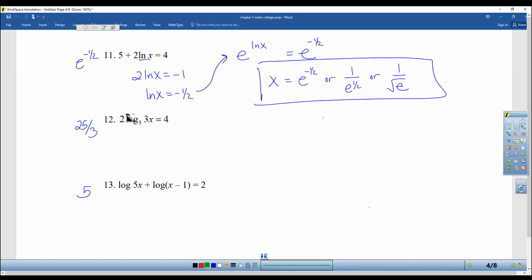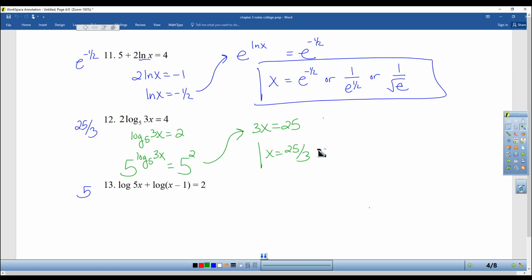On the next one, I'm trying to get the log base 5 by itself. You can't do anything until it's by itself. So I divide by 2, and I get 2. And then I'm going to exponentiate. I have a log base 5, so I need to use a base 5 to make these the same. 5 and 5. And now the original problem is going to be the exponents. That on this side gives me 3x, and on this side gives me 25. I divide by 3, and I get 25/3, or 8 1/3. As always, there's more than one way to express a correct answer.